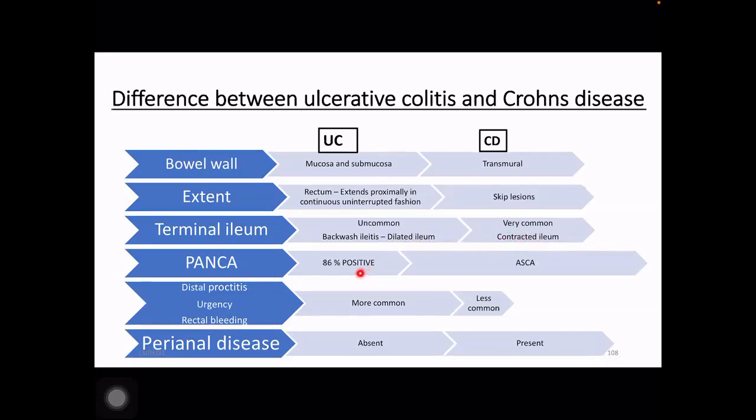Okay. So P-ANCA is seen in ulcerative colitis; it is positive in around 86%. Whereas in Crohn's disease it is ASCA, so C for C. In Crohn's disease, ASCA, anti-Saccharomyces cerevisiae antibody, is the thing which you find, whereas in ulcerative colitis it is P-ANCA. Fine. Distal proctitis, urgency and rectal bleeding are all more common in ulcerative colitis, since Crohn's disease does not commonly affect the rectum. And perianal disease is absent in ulcerative colitis and present in Crohn's disease. Fine.